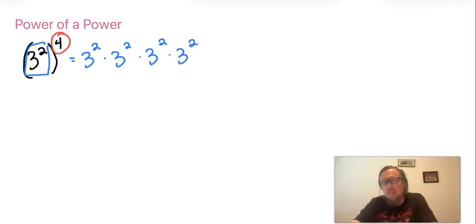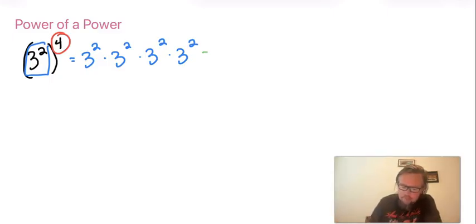Now that we've written it out the long way like this, it looks a whole lot like the product of a power rule that we just learned. All 4 of these have the same base, 3, which means we can just add the exponents. 2 plus 2 plus 2 plus 2 is 8. So the answer here is going to be 3 to the power of 8.